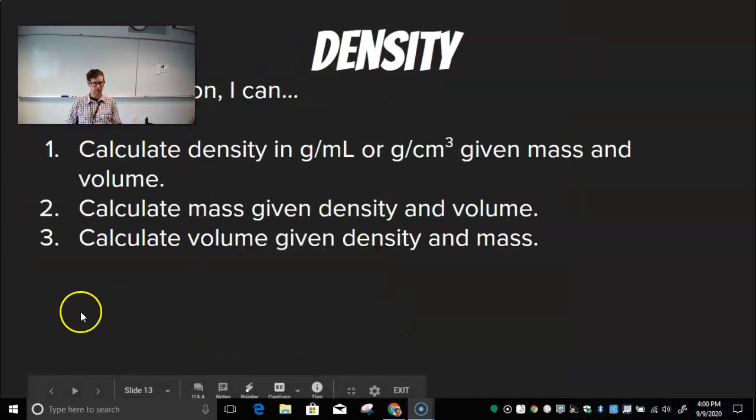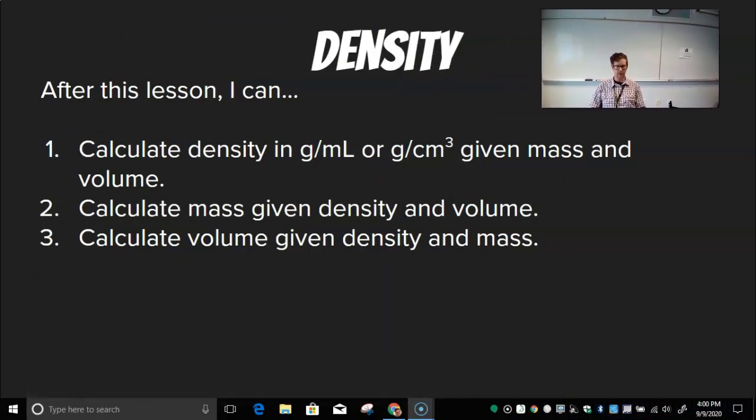Okay, let's get to what we're talking about today. After this lesson, you should be able to calculate density in either unit grams per milliliter for liquids or grams per cubic centimeter for solids, given mass and volume. Also, calculate mass given density and volume, and calculate volume given density and mass. Let's see how to do these things.